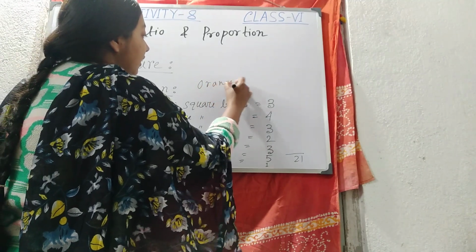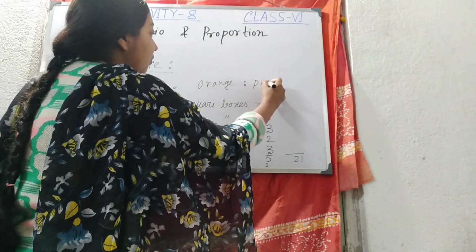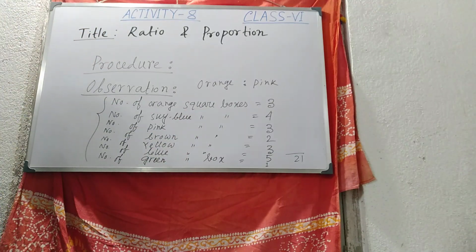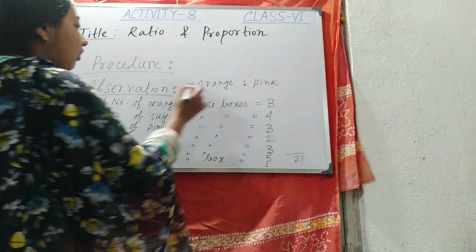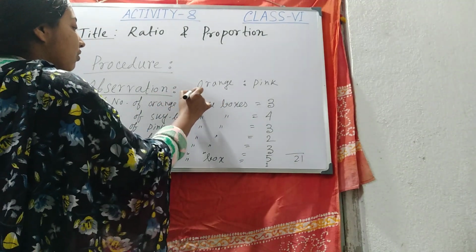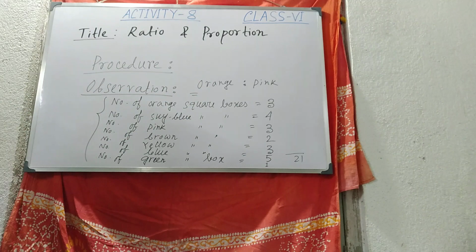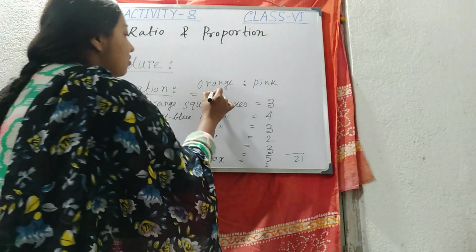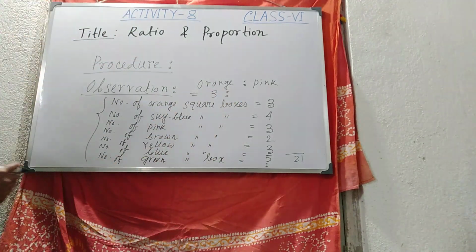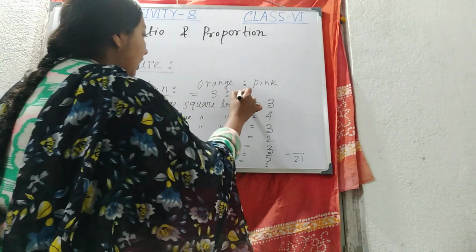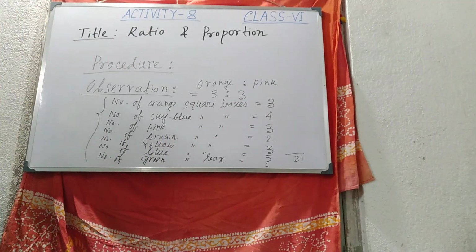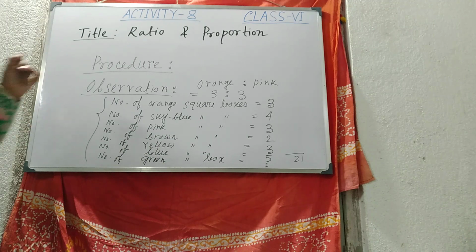So orange is to pink, as I have already told, the ratio of orange square boxes to pink square boxes. See, for orange square boxes, how many boxes are there? The number of orange square boxes I have taken is 3. So it will be 3 is to, in case of pink, the number of pink square boxes is also 3. So 3 is to 3. You can see here 3 is to 3 is not in its simplest form. So you have to represent it in its simplest or reduced form.